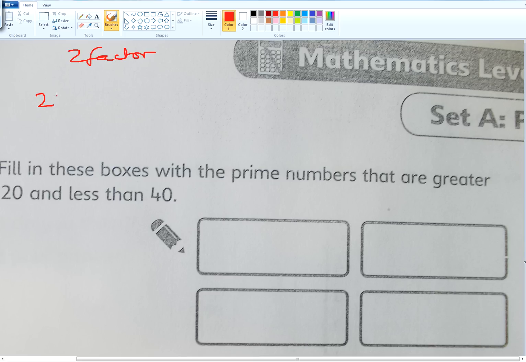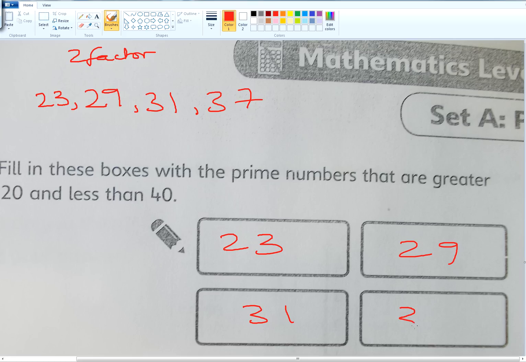23, 29, 31. What about 21? Is 21 a prime number? No. So 23 is. The next one could be 25. No. 27. No. 29. Yes. What about 31? Yes. What about 33? No. What about 35? No. 37? Yes. 39? No. So we got 23, 29, 31, and 37 in any order. Those are the prime numbers greater than 20 and less than 40.